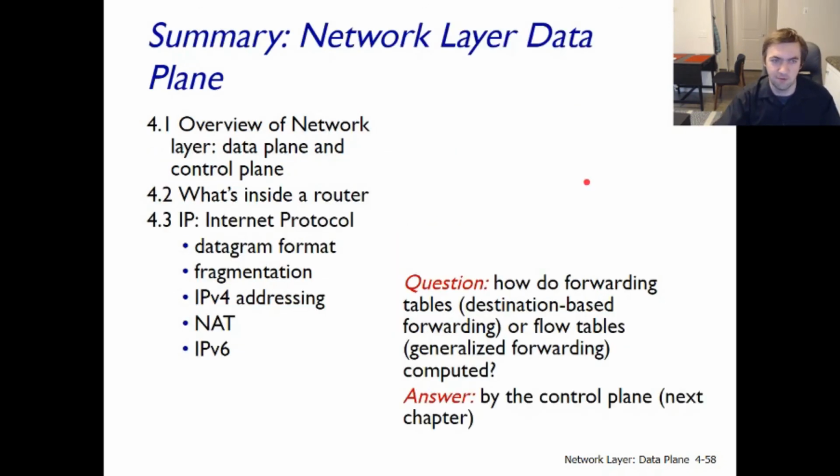So that was a quick overview of the network layer's data plane. We talked a bit about what's in a router, what a router has to do, forwarding and routing, IP, internet protocol, all the things that go into that, begging the question, how do the forwarding tables, for destination-based forwarding, or flow tables for generalized forwarding, how do we compute those? And the answer is through the control plane, and that's going to be the next thing that we'll talk about after this video.